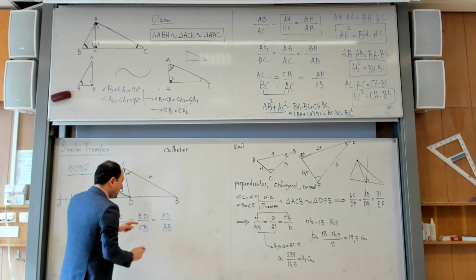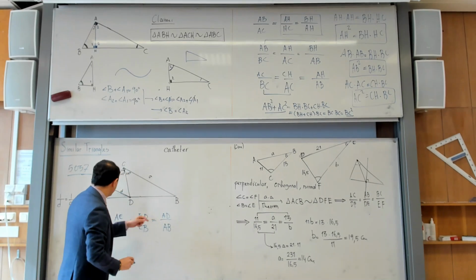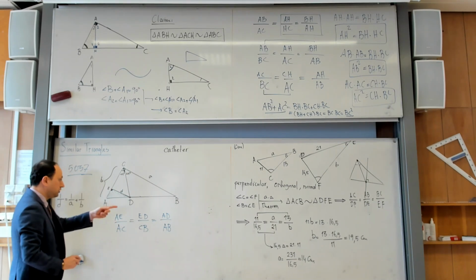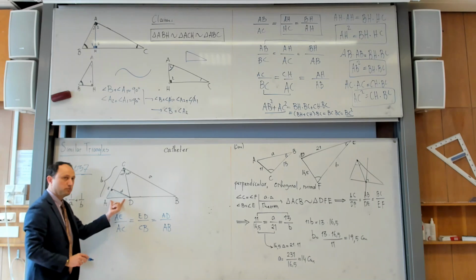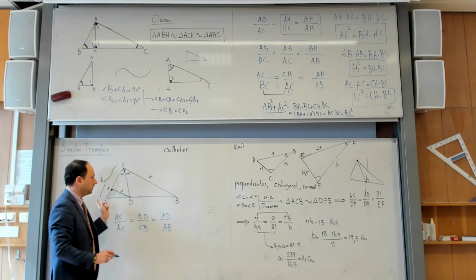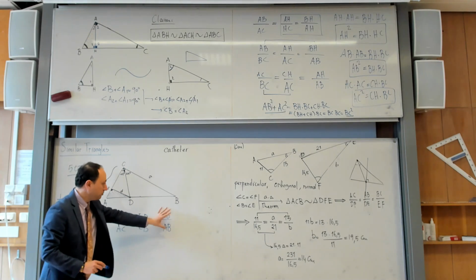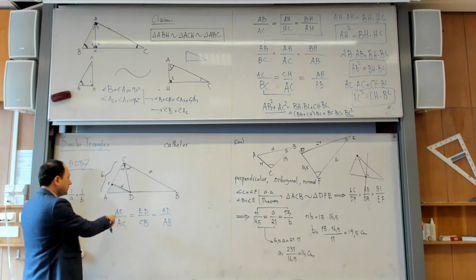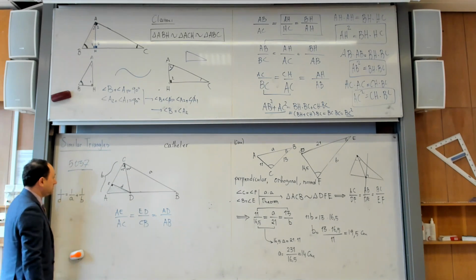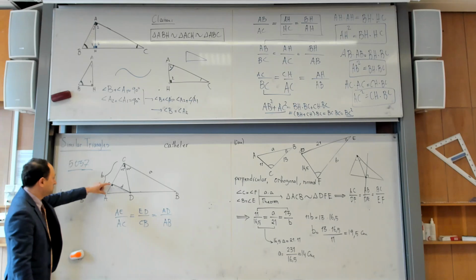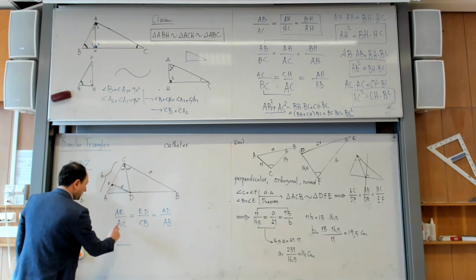If you don't mind, momentarily let us ignore this one. Why is that good to ignore the last one? Because I don't know anything about AD, and I don't know anything about AB. So for the time being, ignore that one. But what about AE? Do I know something about AE? Apparently not. Let me write for the time being AE.